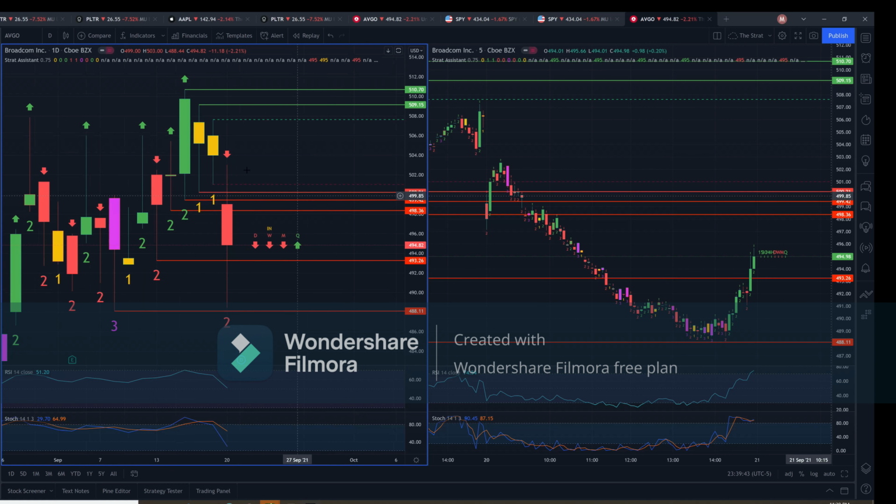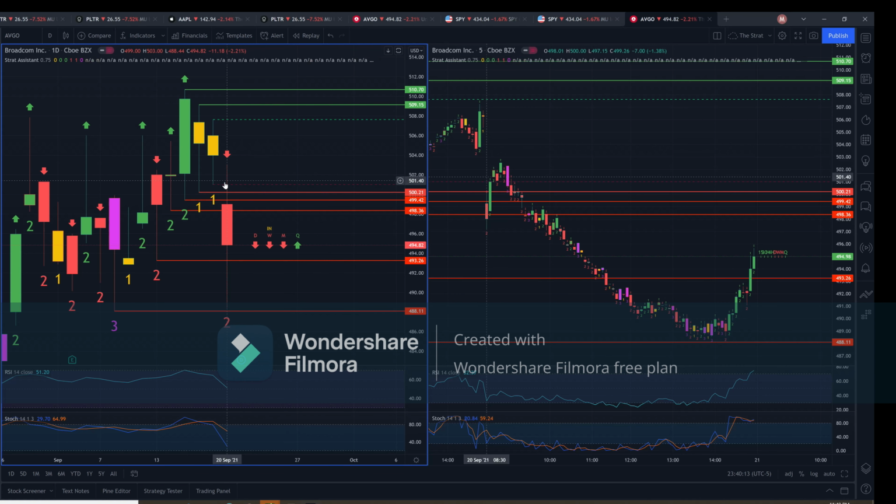So the way you basically play the Strat is you use the previous day's high as an entry for calls. So if this would have broken up above 507.62, then we would look to enter calls, and we would look to test the previous day's candle high as well as the one before that. So these are where I got my targets for the calls.